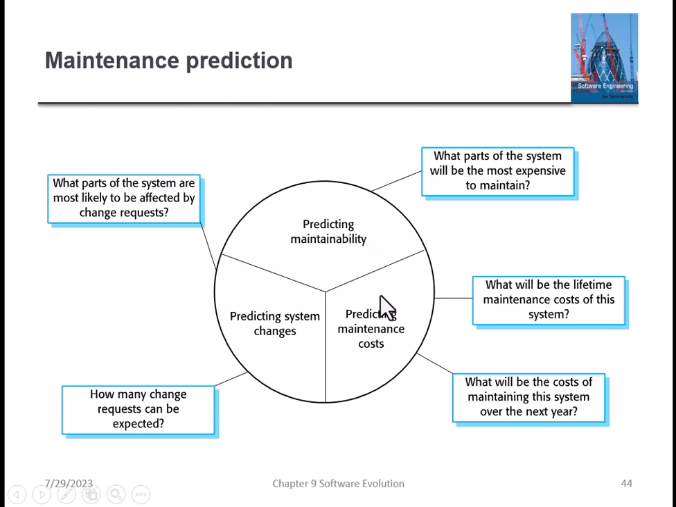Predicting maintenance cost involves two factors: what will be the lifetime maintenance cost of the system, and what will be the cost of maintaining this system over the next year. And predicting maintainability: what parts of the system will be most expensive to maintain. This also depends on the architecture of that component or module and then obviously the code structure. If there is more code involved, more features and sub-features, then that component will be more expensive.